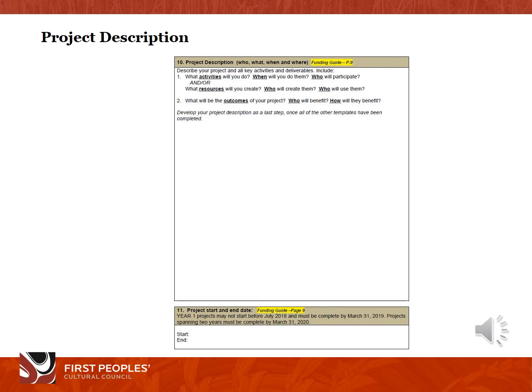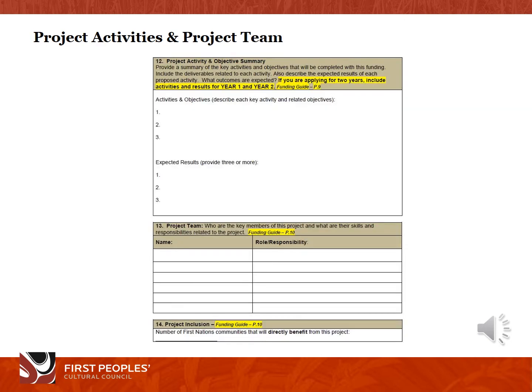Please note that one-year projects may not start before July 2018 and must be completed by March 31st, 2019. Projects that span 2 years must be completed by March 31st, 2020. Provide a summary of your project activities, objectives, and expected results. If you are applying for 2 years, make sure to include this information for both Year 1 and Year 2.